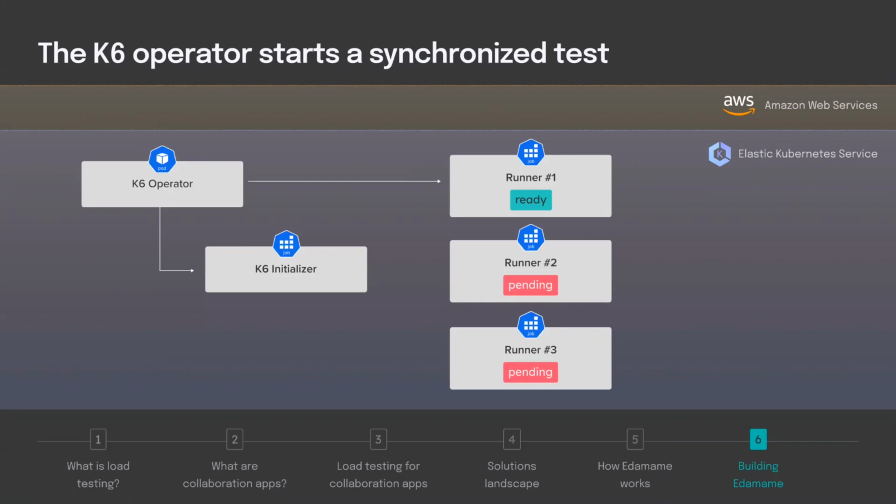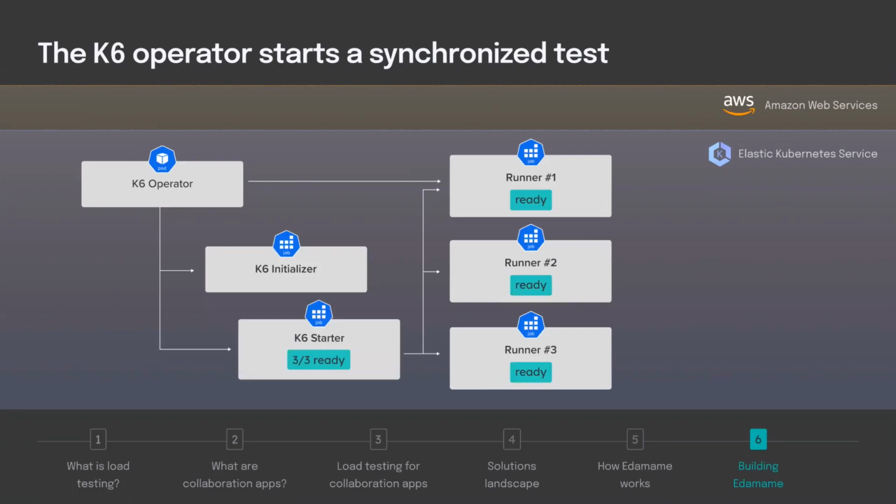And as you can see here, we currently have one runner ready. So the K6 operator will monitor these runners and make sure that they're ready to run before executing the entire test. And then once the runners are ready, the K6 starter is created, and that's going to send a start signal to actually begin the test. So this approach using the Kubernetes operator, the K6 operator in Kubernetes, solves our problem of synchronization, and it allows us to test across many different machines and scale to loads of over 100K virtual users.